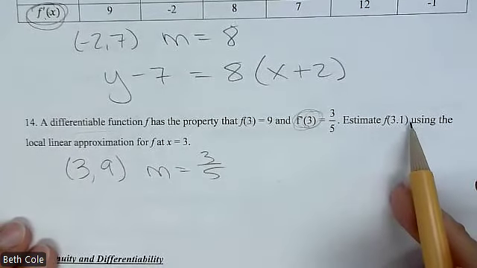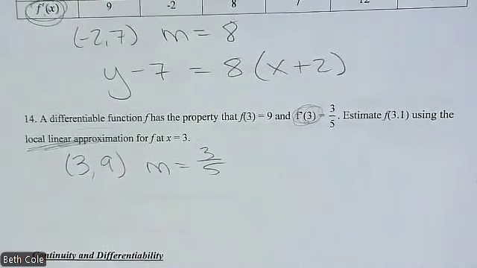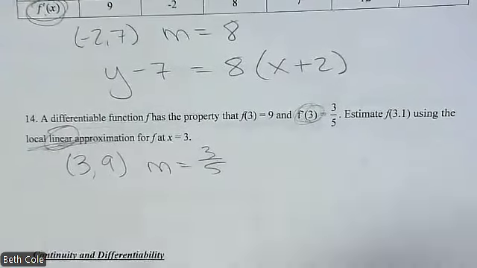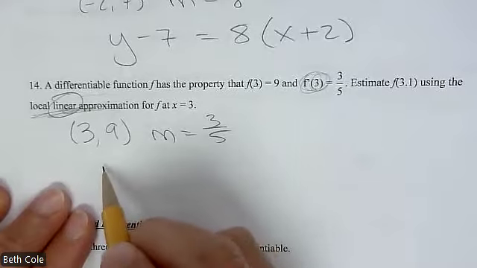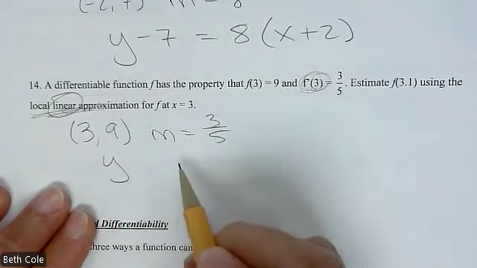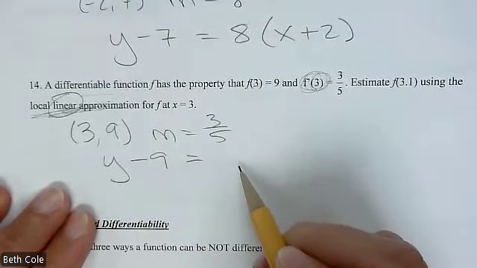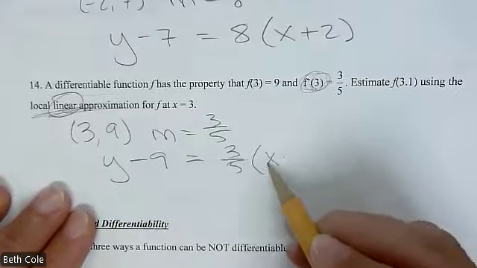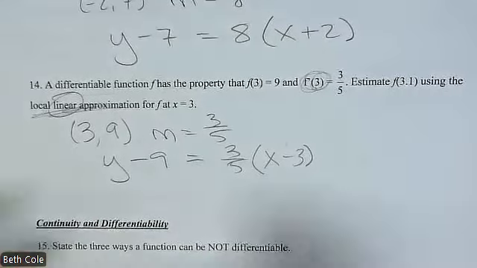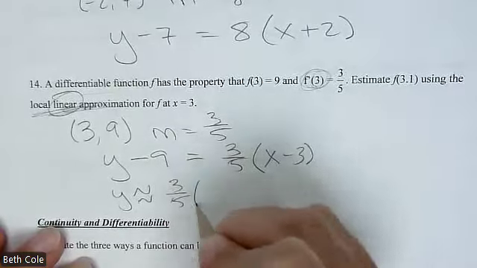Estimate f of 3.1 using local linear approximation. That means write a line. It means write the equation of a line. Linear means line, okay? So put this all together. What's your line? Three-fifths, parentheses. Yep, we're going to do the squiggles. Y is approximately 3/5. Now, what are you going to plug in?